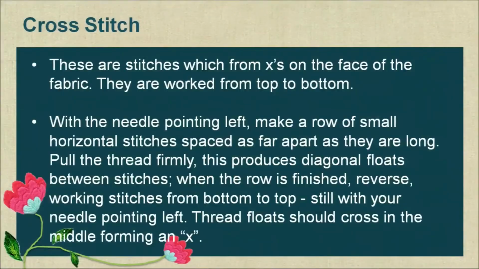These are stitches which form crosses on the face of the fabric. They are worked from top to bottom. With the needle pointing left, make a row of small horizontal stitches spaced as far apart as they are long. Pull the thread firmly. This produces diagonal floats between stitches. When the row is finished, reverse, working stitches from bottom to top, still with your needle pointing left. Thread floats should always cross in the middle, forming an X or the cross.